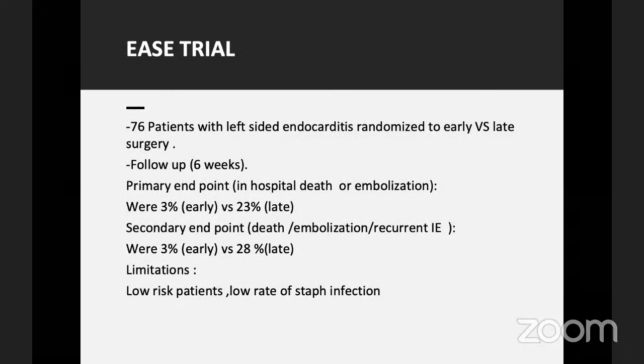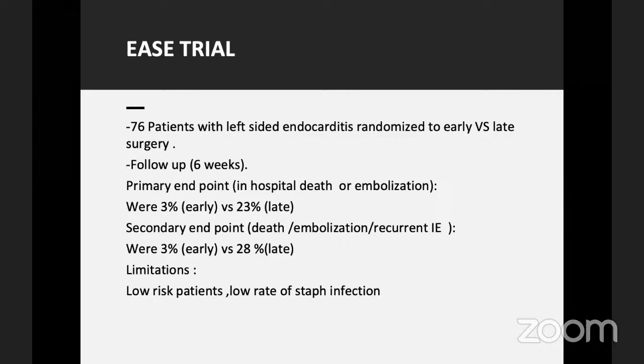There is the ACE trial, which included 76 patients with left-sided endocarditis. It was a randomized study of early versus late surgery, with follow-up at 6 weeks. The primary endpoint was in-hospital death or embolization. It occurred in 3% with early surgery and 23% with late surgery. So there is a superiority of early intervention in infective endocarditis of the mitral valve.